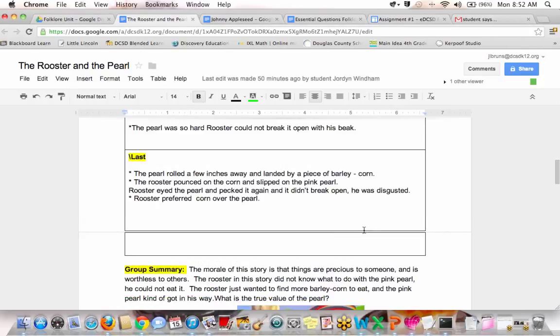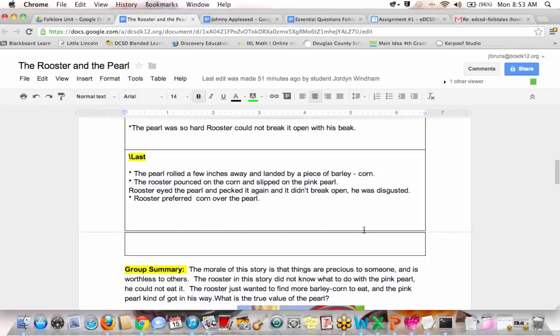The pearl rolled a few inches away and landed by a piece of barley corn. The rooster pounced on the corn and licked the pink pearl. Rooster eyed the pearl and pecked it again, and it didn't break open. He's disgusted. Rooster preferred corn over the pearl. All right. So, what did we learn from this story?